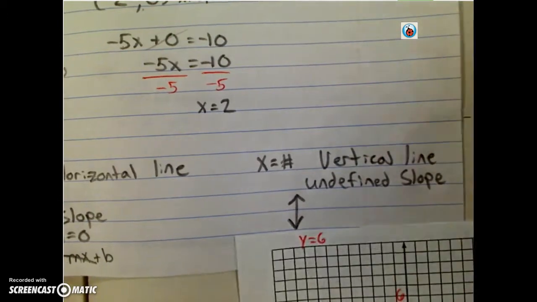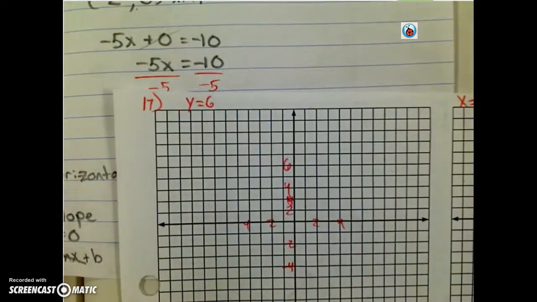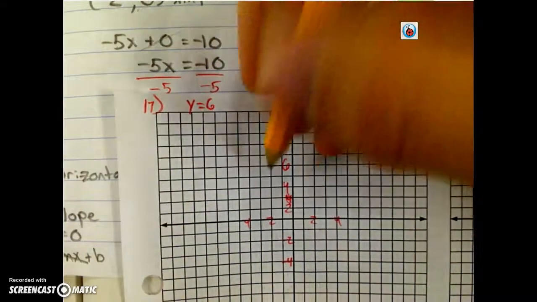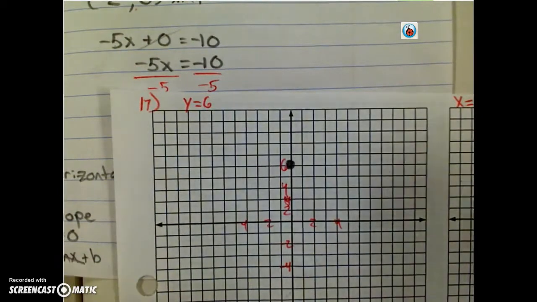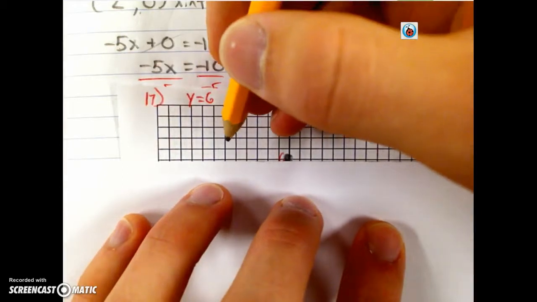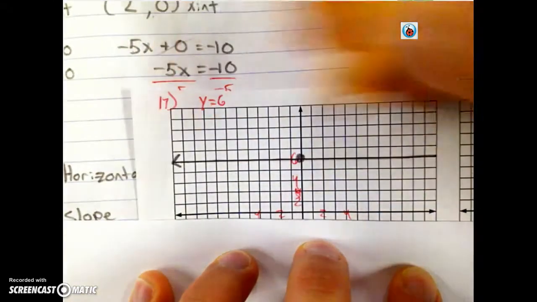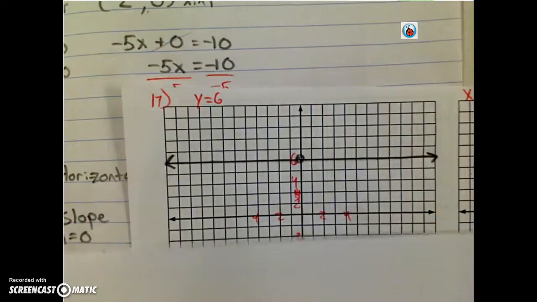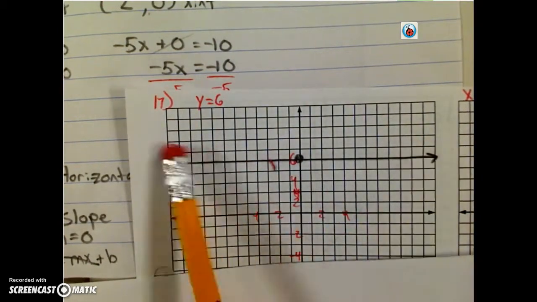If we're looking at one like number 17, it says that y is equal to 6. What that means is I'm going to find my y-intercept of 6, and there is no slope. It's going to be a horizontal line. If you look at this line, you go to the left or to the right as much as you want, and I'm always at the same y value. That's why y is equal to 6. My y value never changes.